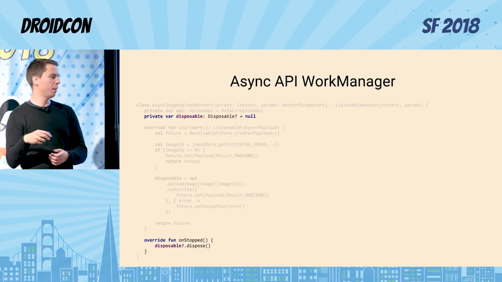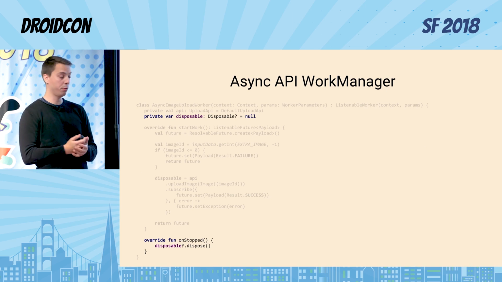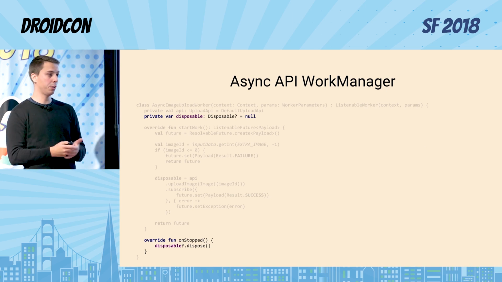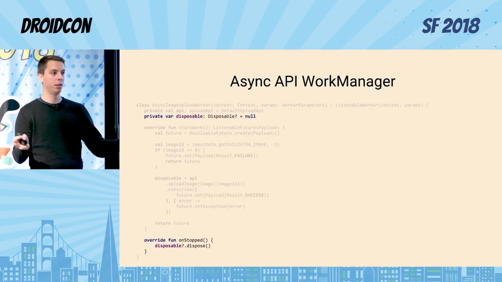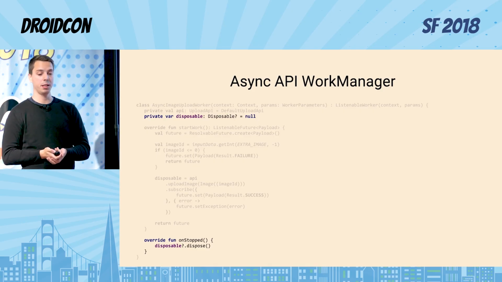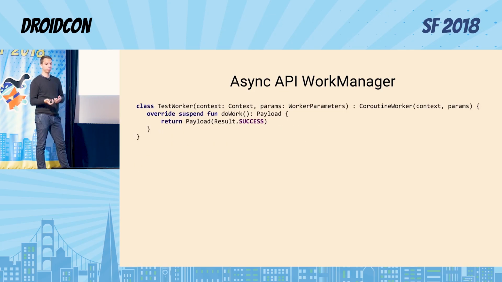And this onStopped method is, for example, called when your constraints aren't met anymore. For example, you have this worker that relies on the network connection. If the network connection goes away, then the system sends you a notification, hey, please stop your work. Your constraints aren't met anymore. Scheduling a worker with this asynchronous API is the same as with the normal workers, so nothing changed there. It's the same thing.